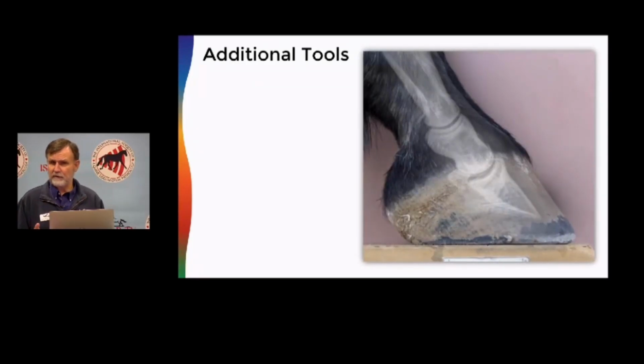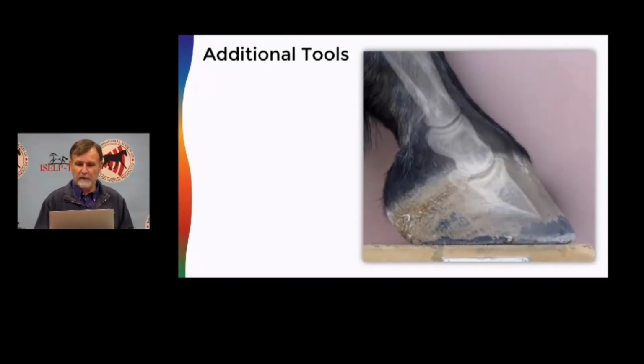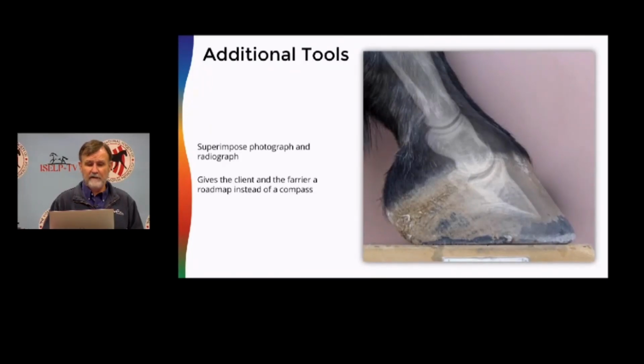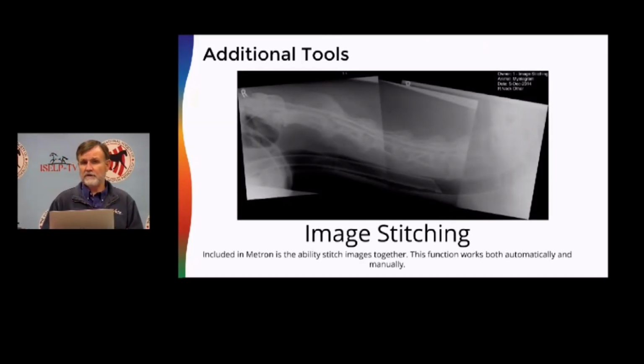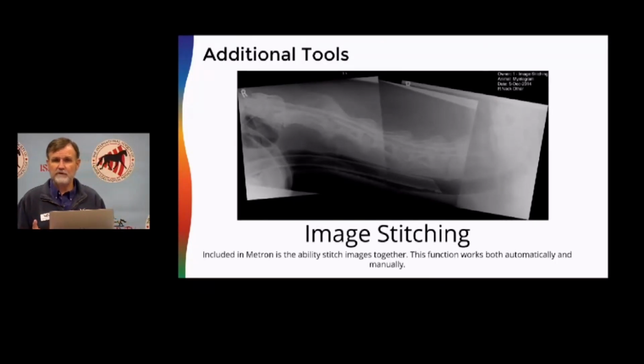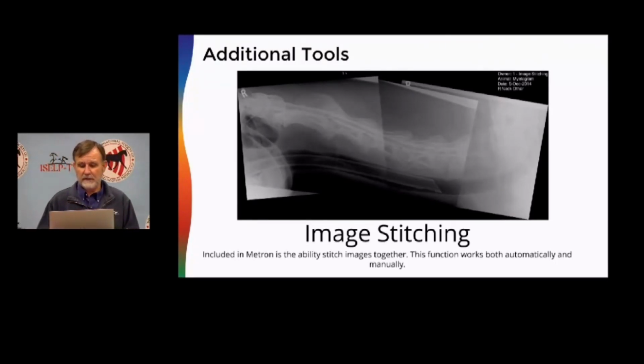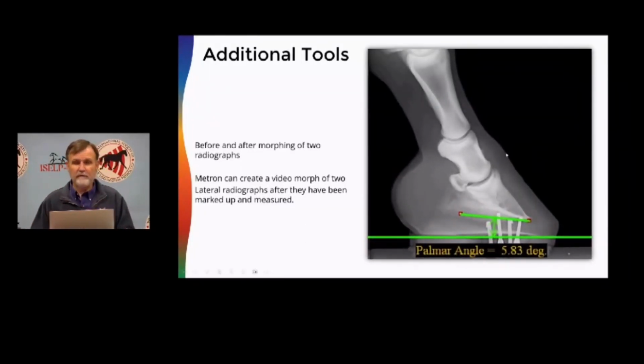We also have some other features that we do. Here we're superimposing a radiograph on a photograph, which aids significantly in having a communication tool with farriers and horse owners. We also can do image stitching. Here you see a myelogram of a horse where we've stitched 3 images together. So we've got one image all the way from the skull and C1 all the way down to, you can actually see T1 here. So that's image stitching. And then this is a morphing tool where we're doing a before and after.